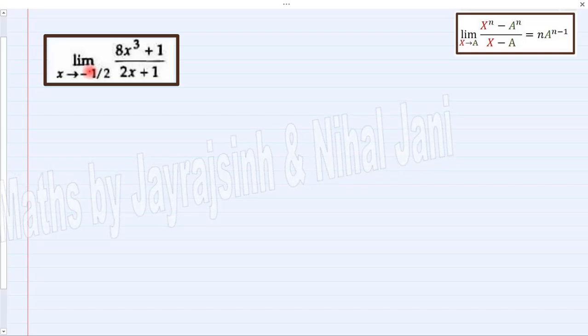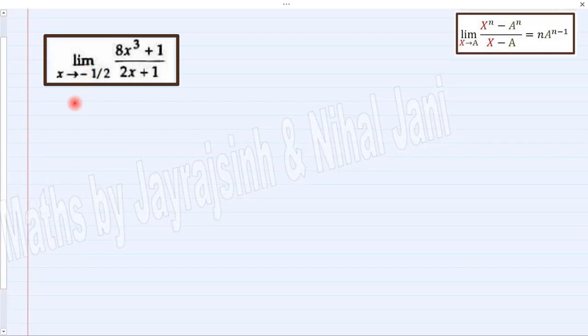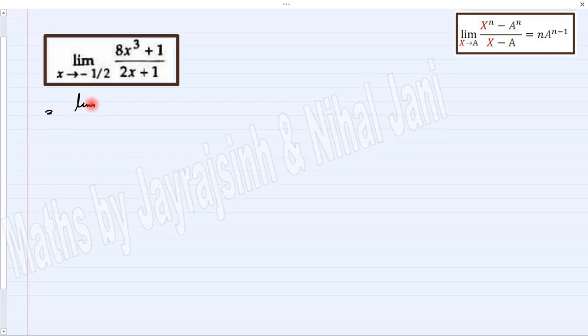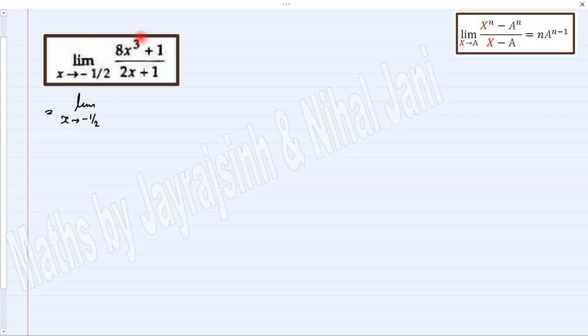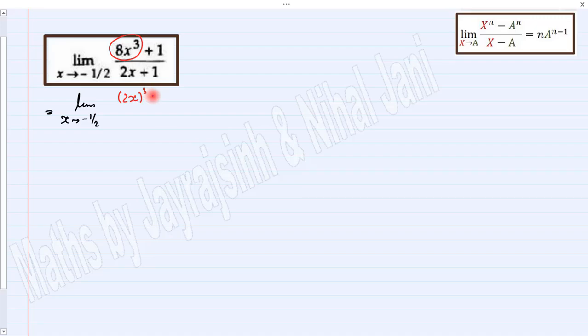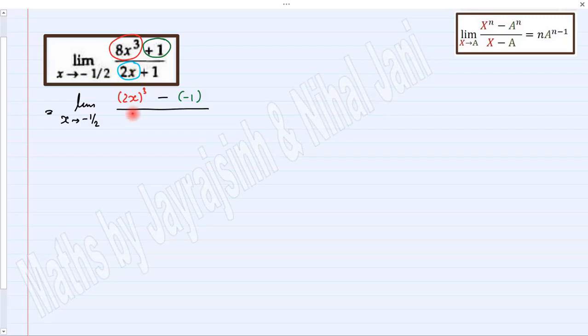In this question, we have to find limit x tends to minus 1 by 2, (8x cubed plus 1) upon (2x plus 1). Now, to convert into standard form, let's write down limit x tends to minus 1 by 2, and in numerator we can say this 8x cube can be rewritten as 2x the whole cube. Now we need negative sign, so this plus 1 will become minus of minus 1. Now let's see what we can do in the denominator. This 2x will be as it is, and this plus 1 will be split into minus of minus 1.